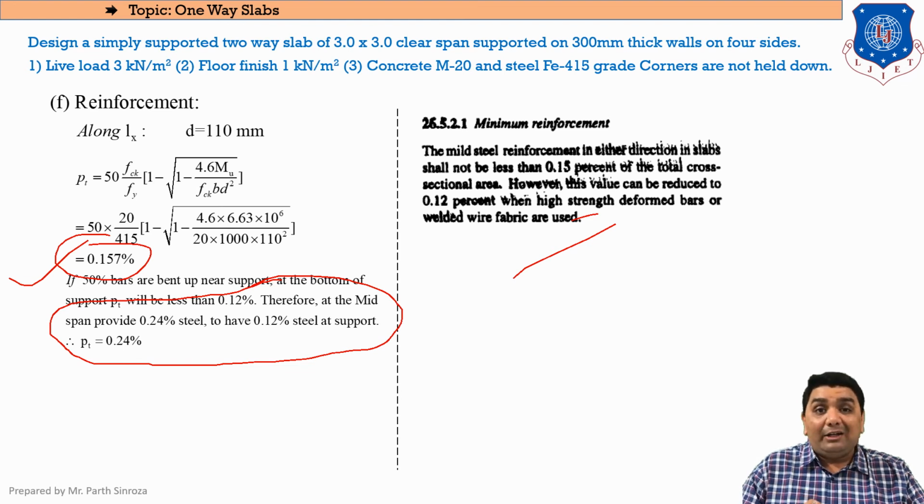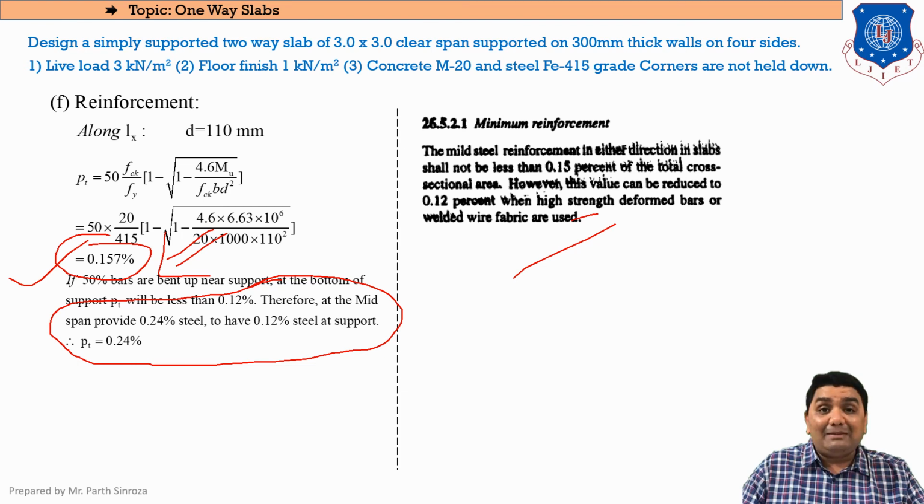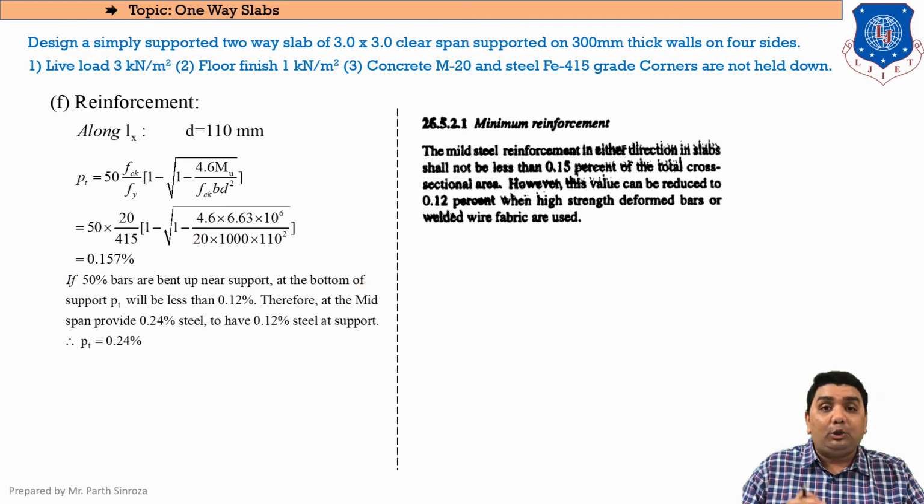So whenever in a two-way slab you get a PT value less than 0.24, we will always be rounding it off to 0.24. Keep this in mind. Clear? To satisfy our bent up conditions. So whenever you are solving for PT and getting an answer less than 0.24, we will always take it to be 0.24. If you are getting a value greater than 0.24, then it is well and good. Keep that value.